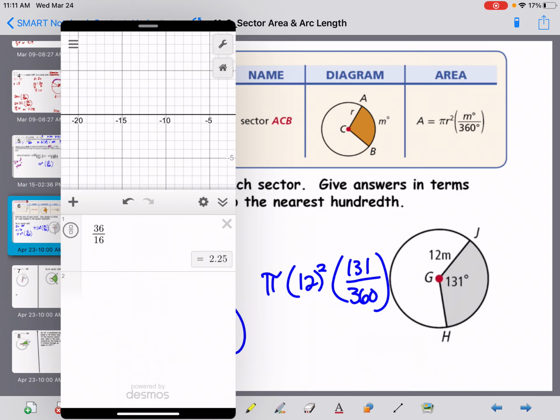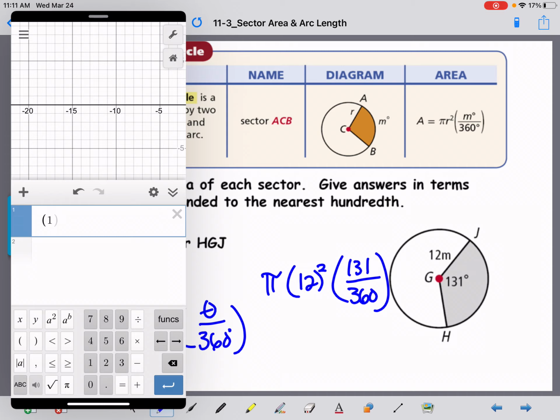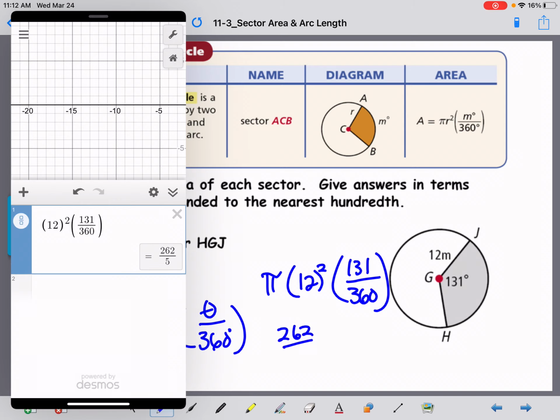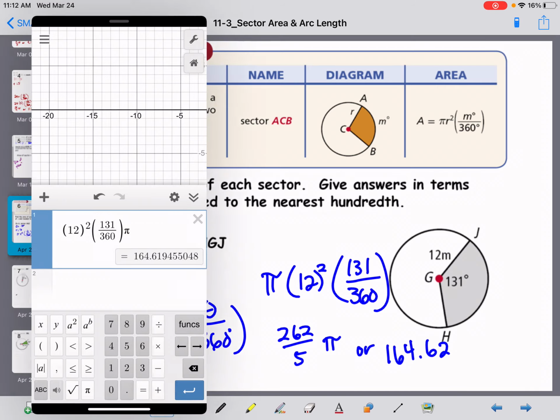Again, I'm going to use the calculator to figure this out. I need to figure this out in terms of pi, which means when I type it in the first time, I'm not going to hit the pi button. And then I'm going to use another parenthesis and my division bar. And down here I'm going to type in 360. And so for my first answer, I want it as a fraction, 262 over 5 pi. Or when I go back in and I add the pi, I'm going to get 164.62. All right, so that would be the size.